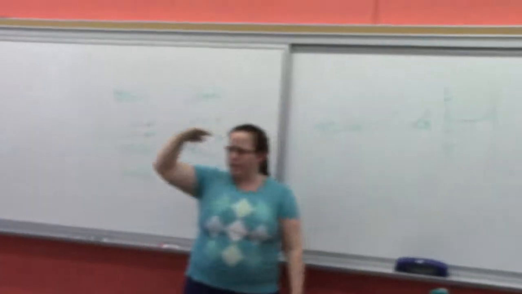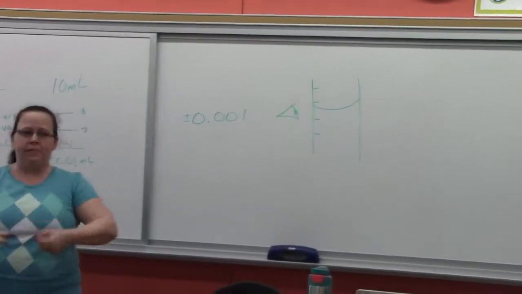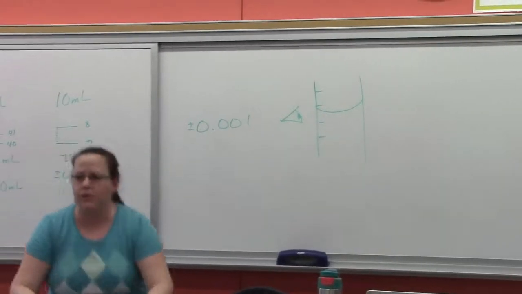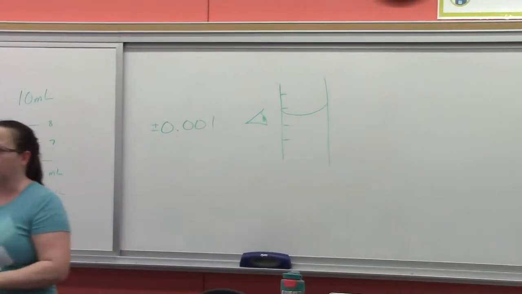So when you look at your graduated cylinder, you've got your markings on it, right? And here's your solution. Get your eye as close to eye level with that solution as you can. That might mean lifting the graduated cylinder up. That might mean you squatting down. Depends on what works better for you.